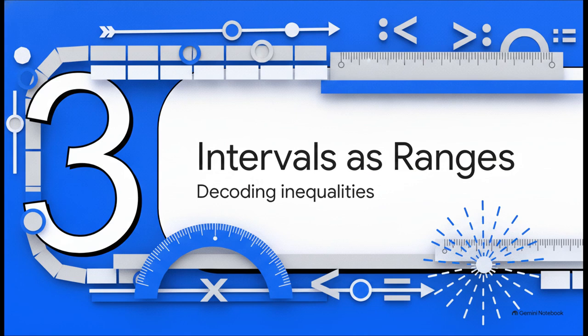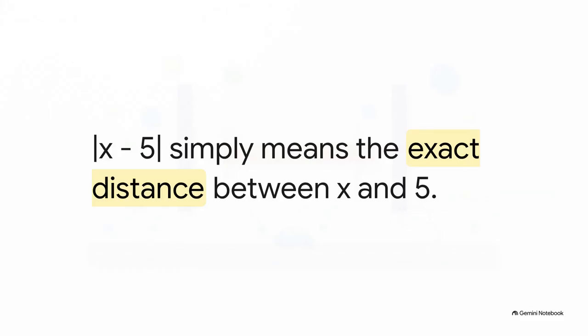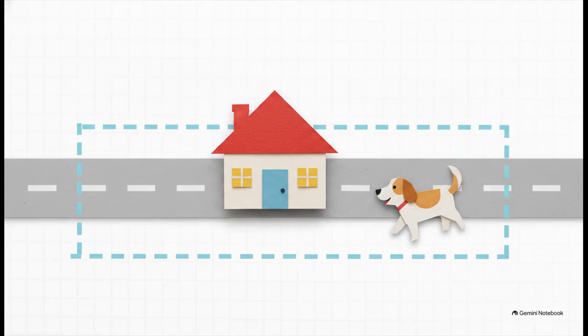Let's drastically slow things down for section 3. Intervals as distance ranges, decoding inequalities. Remember our golden rule. Absolute value represents distance. So when you see the mathematical notation, absolute value of x minus 5, it directly translates into plain English as the exact distance between x and 5. You are simply asking for the distance from an unknown spot on your map, which we're just calling x, to a fixed known position at 5. And this brilliantly illustrates the real power of this translation.